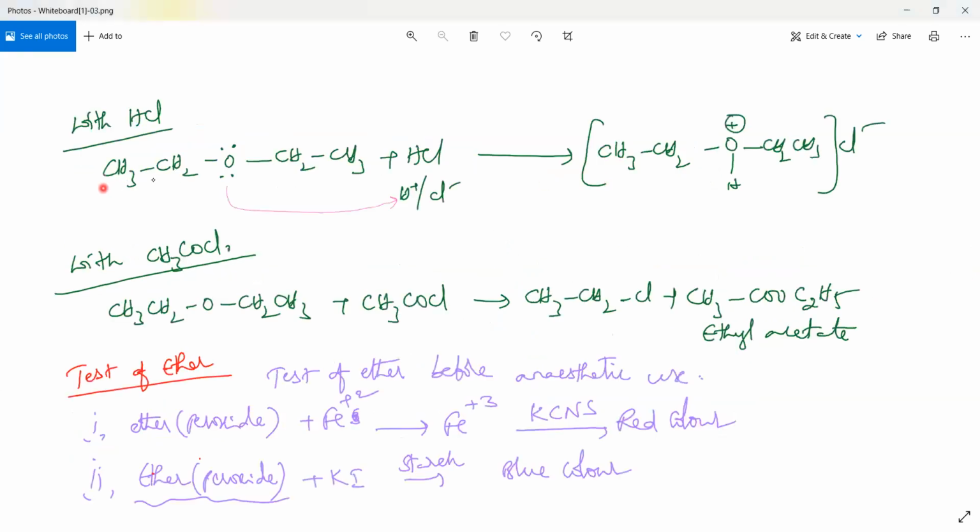Then with HCl, H plus is attached to this oxygen, and here you will get oxonium salts. What will you get, sir? Oxonium salts. So this is the oxonium salt.